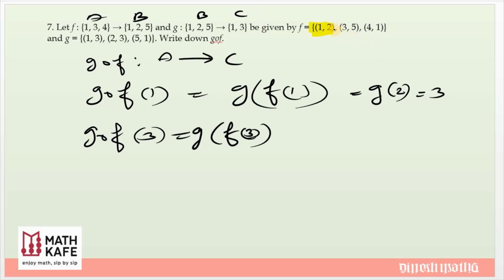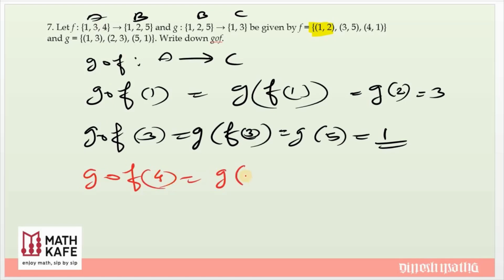Again, look at the question. The function f, image of 3 is which number? That is 5. So it will become g of 5. Now what is the image of 5 in the g function? 5 maps to 1. So it is 1.